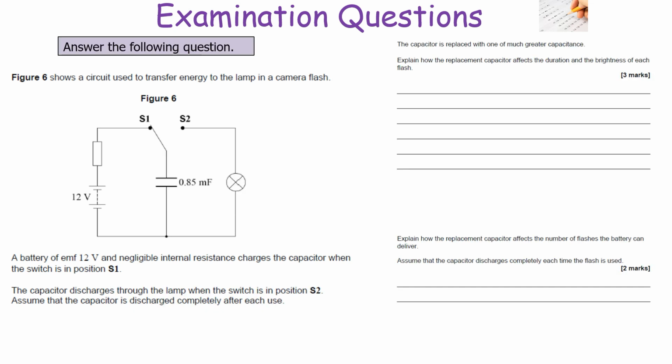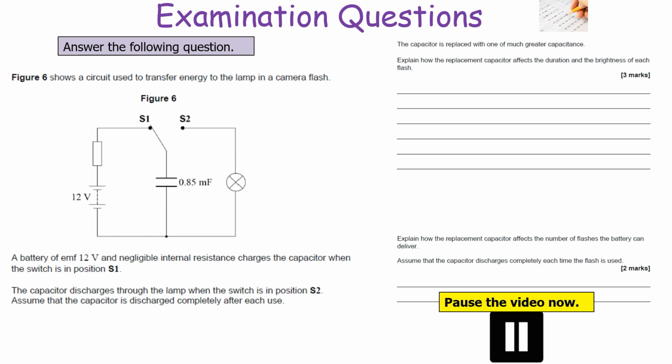The next question says, the capacitor is then replaced with one of much greater capacitance. Explain how the replacement capacitor affects the duration and brightness of each flash. Then explain how the replacement capacitor affects the number of flashes the battery can deliver, assuming that the capacitor discharges completely each time the flash is used. So pause the video now, then unpause the video when you want to go through your answer.